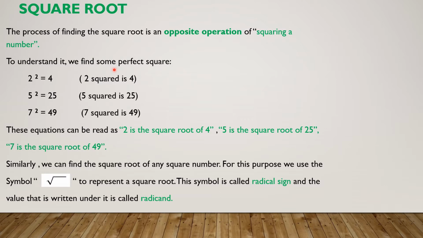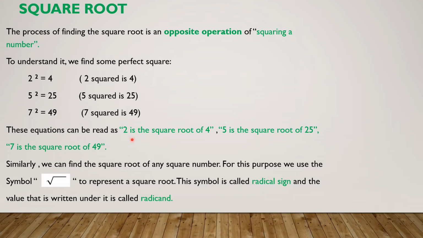To understand it, we will find some perfect squares. Here we find the square of 2, that is 2 square is equal to 4. 2 square means 2 is going to be multiplied twice. 2 multiplied by 2 is equal to 4. 2 squared is 4. Similarly, 5 square is equal to 25. 5 squared is 25. Similarly, 7 square is 49.